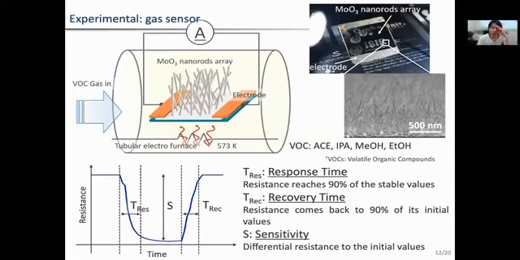The response time is defined as the time the resistance reaches 90% of the stable value. On the other hand, the recovery time is defined as the time the resistance comes back to 90% of its initial value. And sensitivity is the resistance difference relative to the initial value, usually expressed as a percentage.